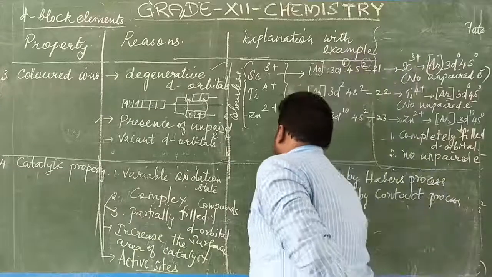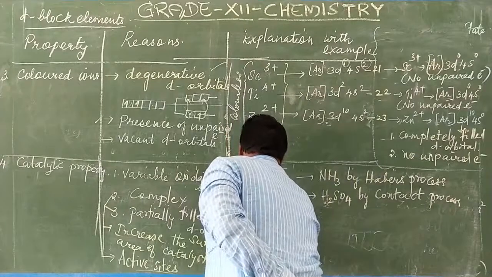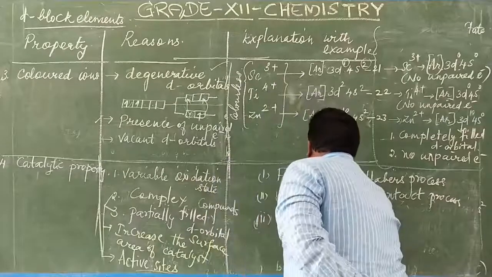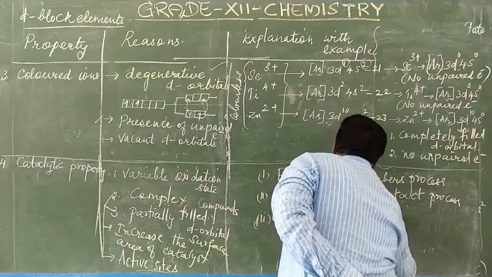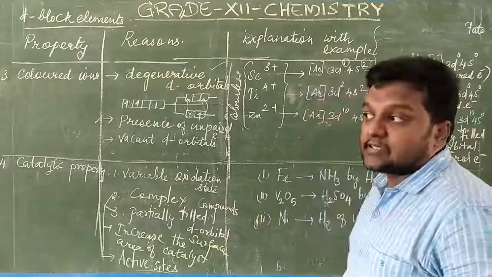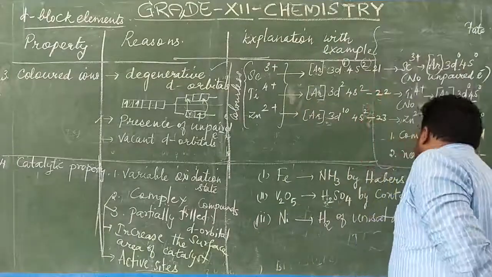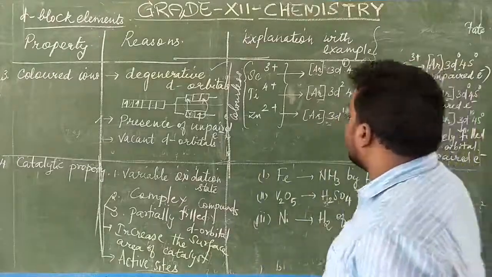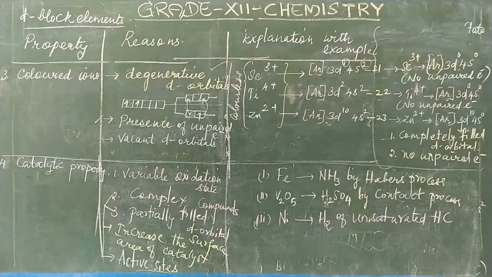Then third one, nickel as a catalyst helps in the hydrogenation of unsaturated hydrocarbon. Hydrogenation means addition of hydrogen to unsaturated hydrocarbon, then it gets converted into a saturated one. The bond will get reduced, isn't it? So unsaturated hydrocarbon, nickel as a catalyst. So what are the examples? Iron as a catalyst you can write. Then vanadium pentoxide. Then similarly nickel as a catalyst.